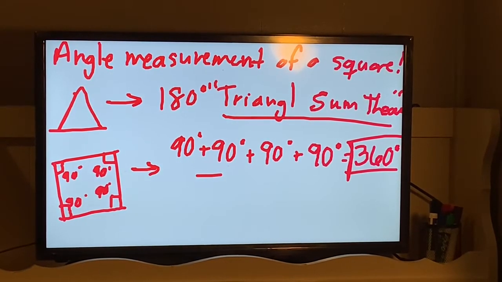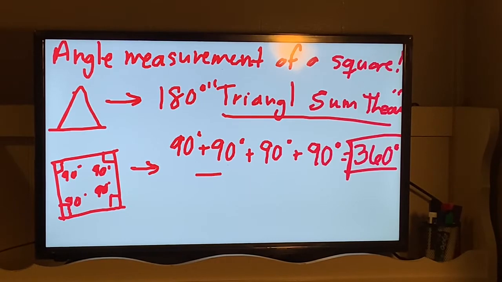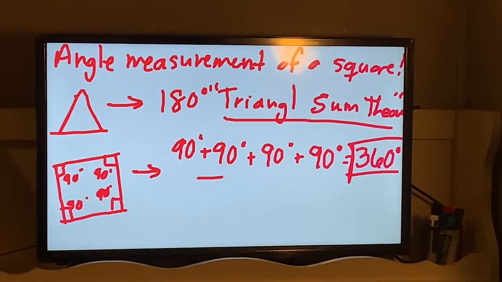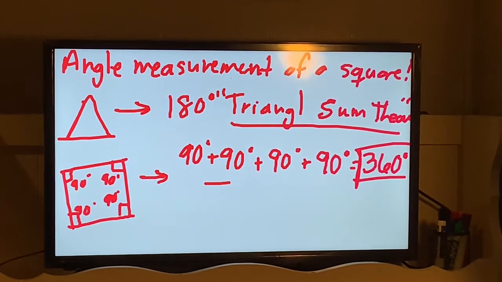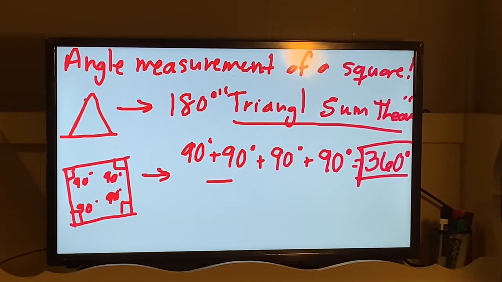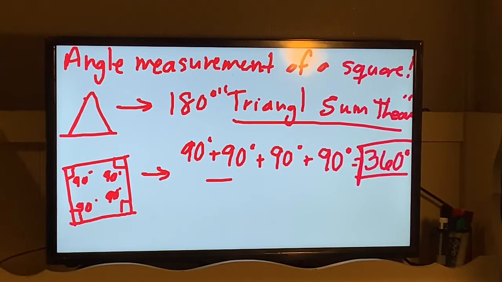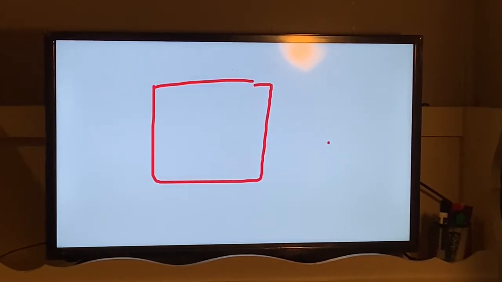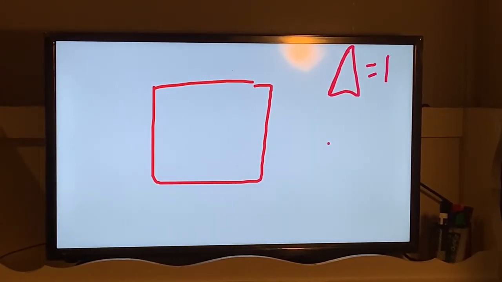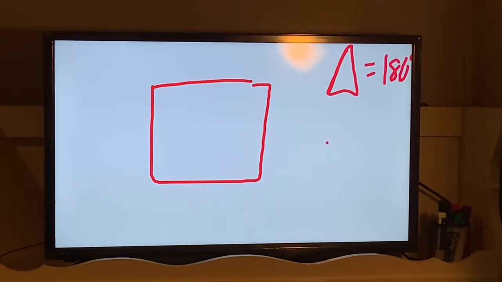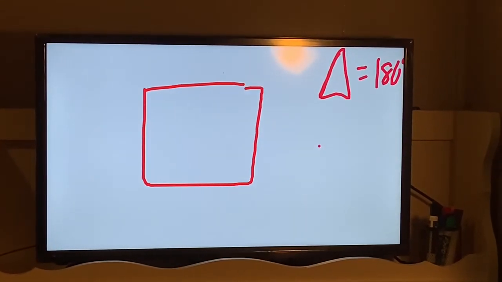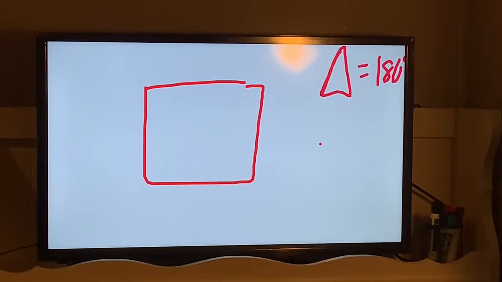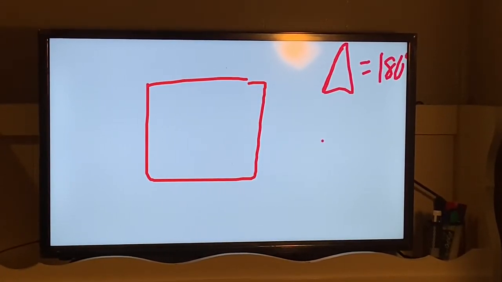I'm going to show you a different way of knowing that, which is going to help us later on in the week, maybe even tomorrow. If we look at this square, sorry, I'm going to clear it off. If we look at a square, we already knew that a triangle equals 180 degrees. How many triangles are in a square?